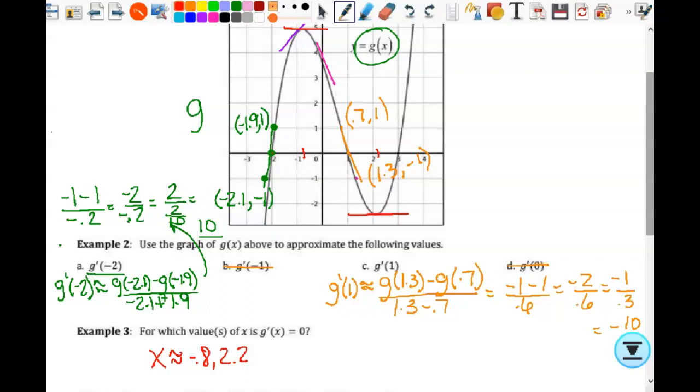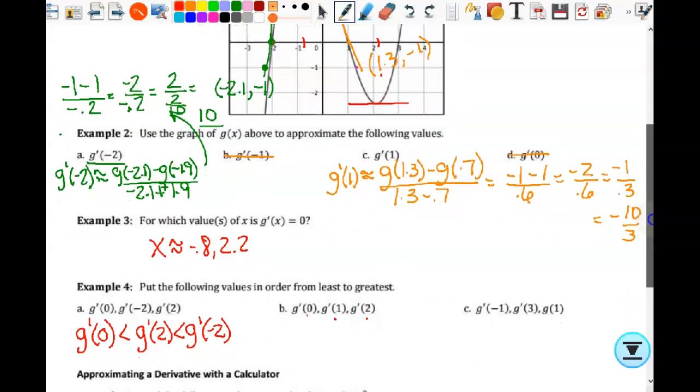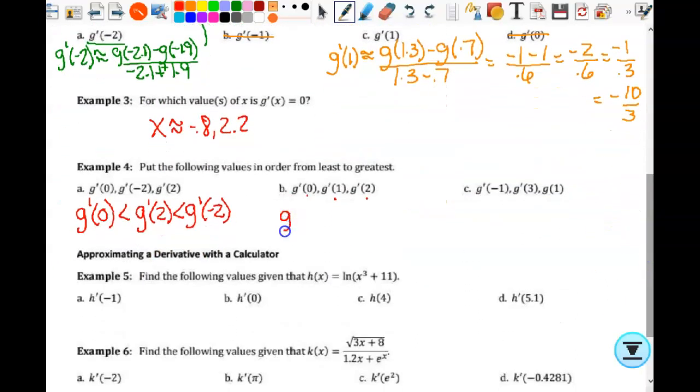Think about what's happening. My graph is decreasing. My rate of change was at 0, then it got negative, then it's getting less negative, and then it's getting to 0. So going from least to greatest, it looks like it might be pink, orange, red. Would you agree with that? So that would be 0, 1, and 2, just like it is. G prime of 0, g prime of 1, and then g prime of 2.